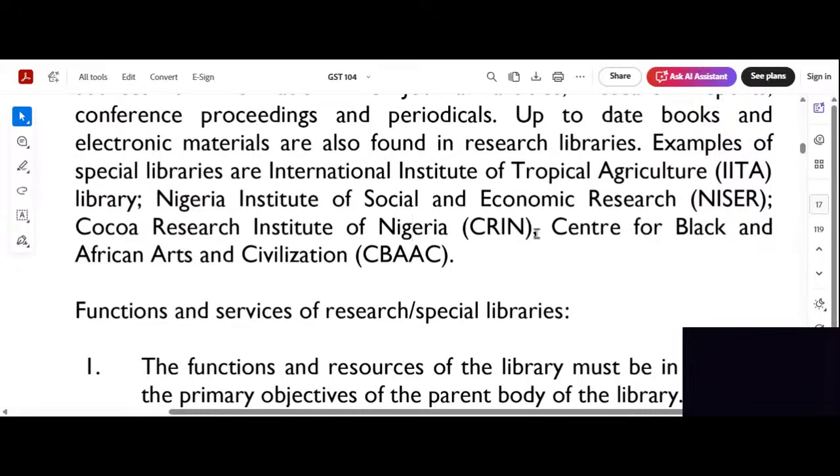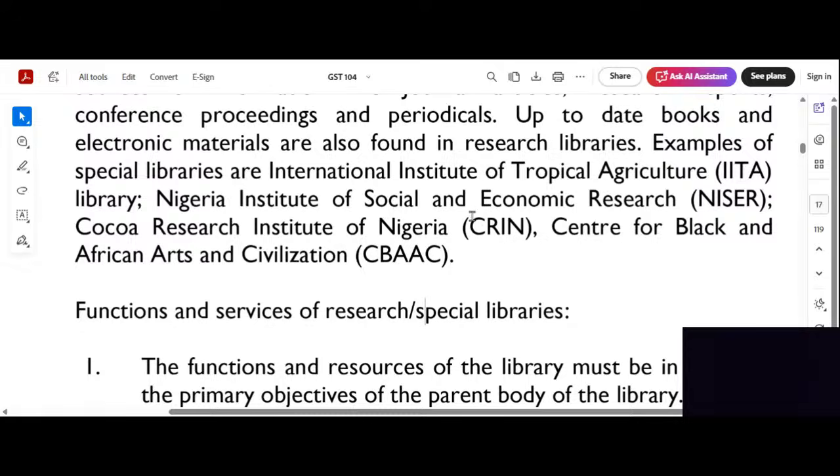The reason why I asked you that question is that they usually ask it in the TMA. I'm sure of that one. It usually comes out in the TMA, so we don't know what will happen this semester. So you guys should engage. Let's try our best with the full meaning of those abbreviations before we move to the functions and services offered by research or special libraries.